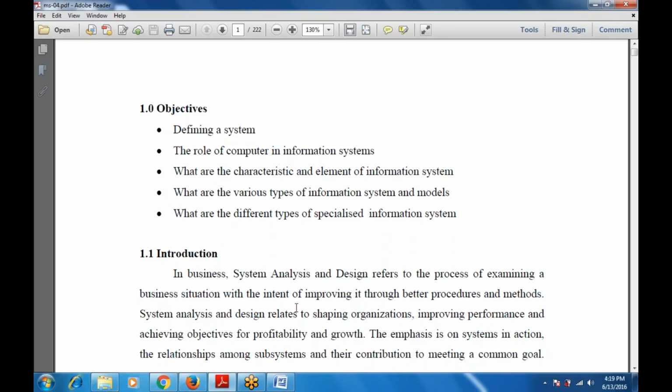And system analysis and design relate to shaping organizations, improving performance, and achieving objectives for profitability and growth. That means this also relates to shaping the organization, how to give shape to the organization, how to improve performance and achieve the objectives or targets for profitability and growth.